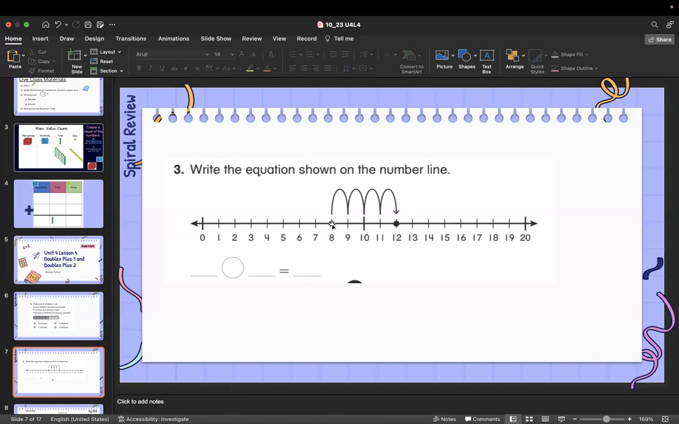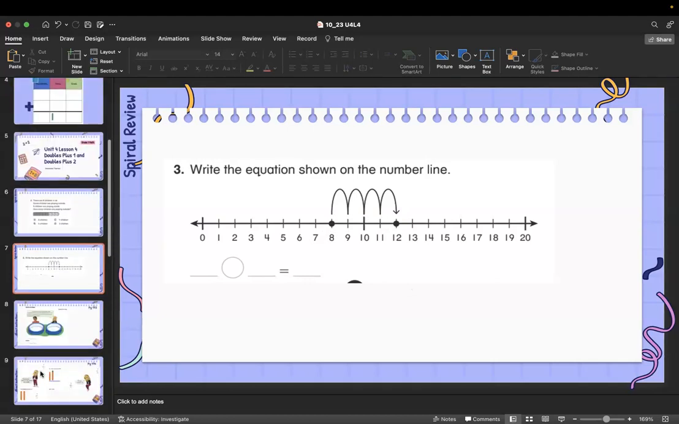So again, we have 8, 9, 10, 11, 12. Okay, how many did you count on from? 9, 10, 11, 12. Pause and then work it out with your learning coach.